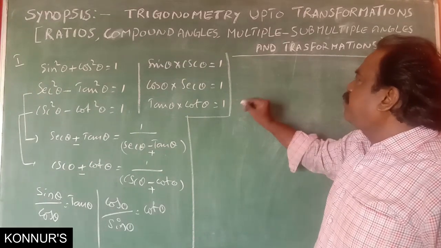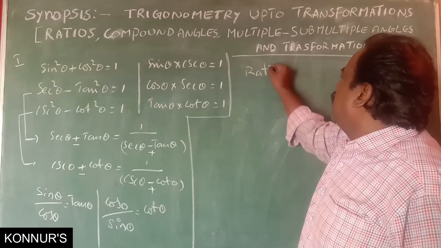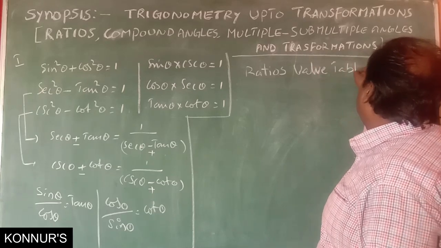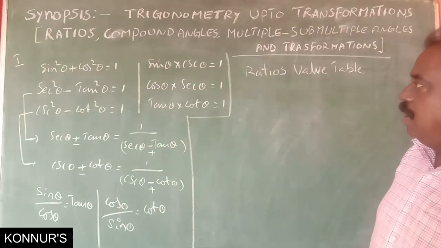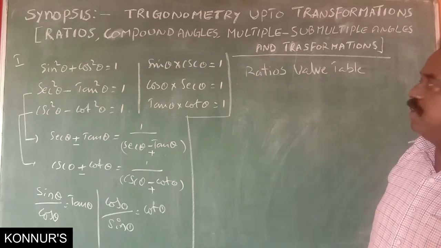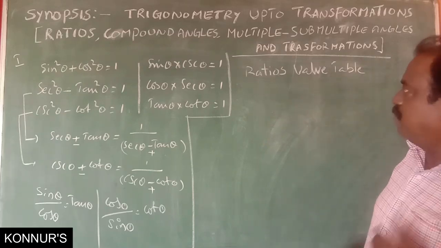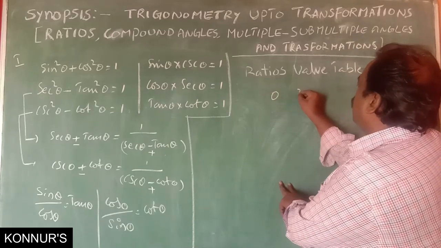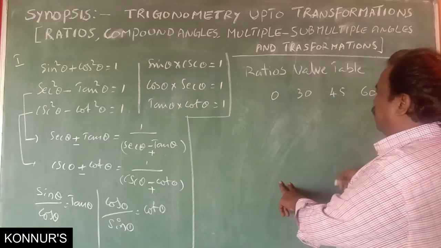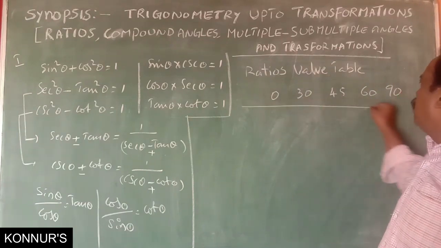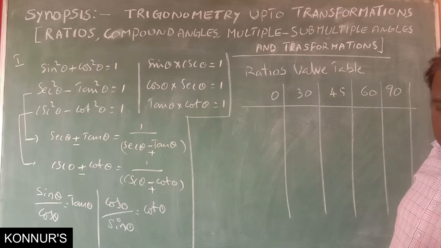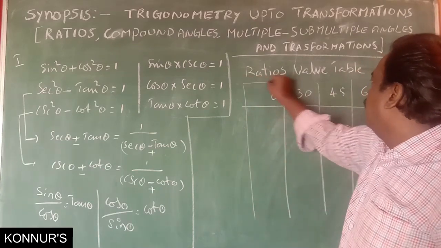You see, the trigonometric ratios value table is there. Sin theta is opposite side by hypotenuse, we know it. For example, theta is 0 degrees, then what is the value? You see, 0 degrees, 30 degrees, 45 degrees, 60 degrees, and 90 degrees. I want to teach this value table. I think you know about it well, because it is very fundamental. Even in the 10th class it is there in the syllabus.